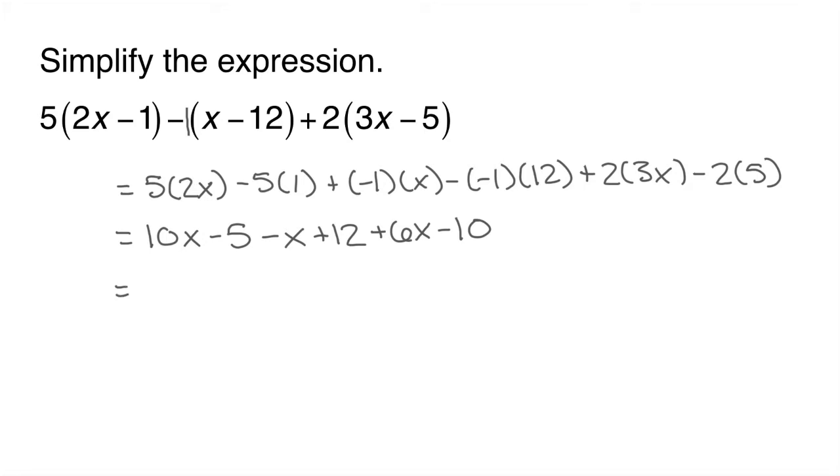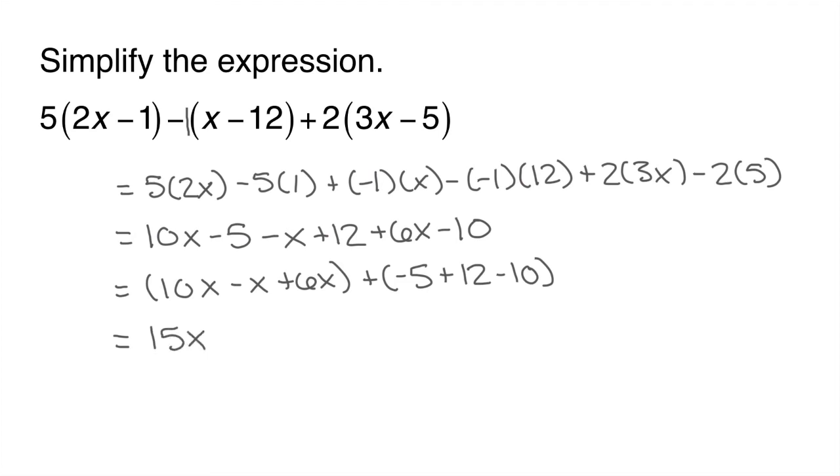Let's group the x terms together and the constant terms together using the commutative and associative properties. We have 10x minus x plus 6x plus -5 plus 12 minus 10. Combining like terms, 10x minus x plus 6x is 15x, and -5 plus 12 minus 10 is minus 3. So this expression simplifies to 15x minus 3.